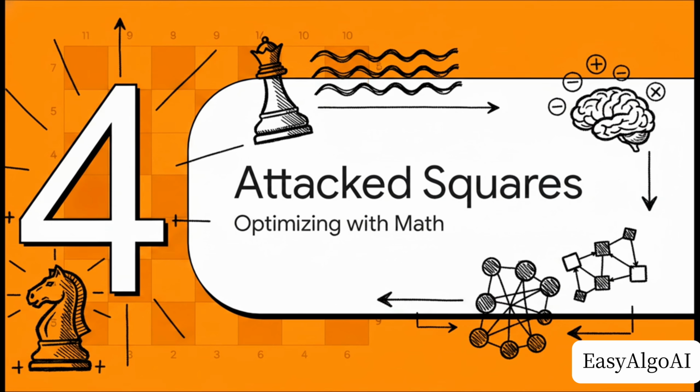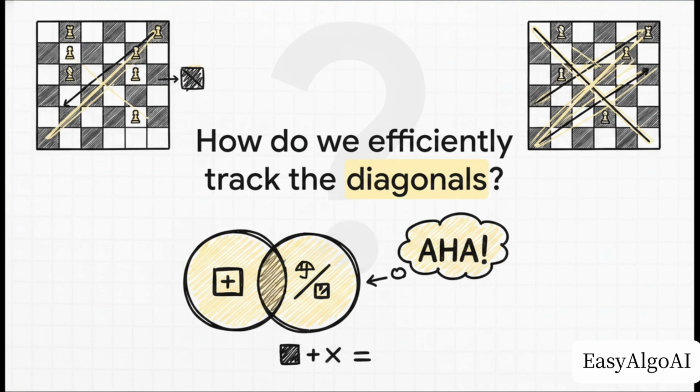Let's look at optimizing with math. So we know we can use hash sets for the columns easily enough, right? Like if column 2 is occupied, just add the number 2 to a hash set. Boom, done. But identifying a specific diagonal line on a grid, that is definitely not that simple. They don't have a nice single index. Figuring out how to efficiently track those diagonals requires a real aha moment of math.